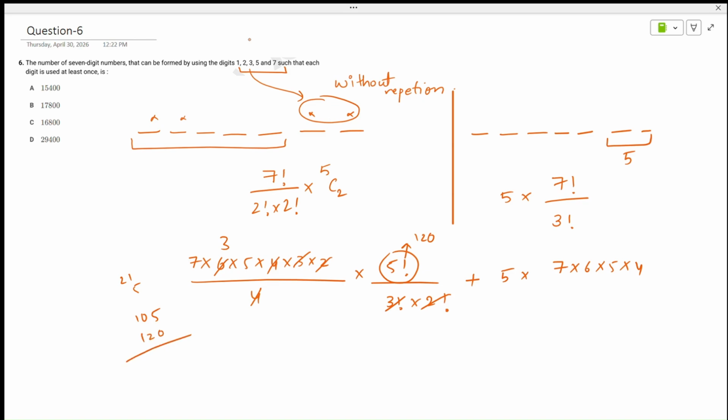You will get 12 5 60, 12 ones 12, 12,600 plus this 5 fours 20, 6 sevens 42, so 840 into 5, 5 fours 20, 5 is 40, 4200 here. So in total you will get 16800 7-digit numbers which satisfy the given condition. So answer is option C. Let us move on to next question.